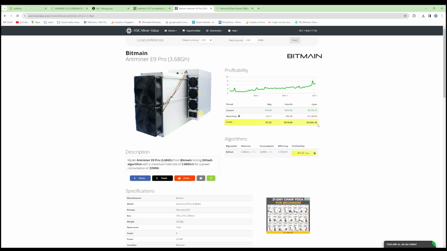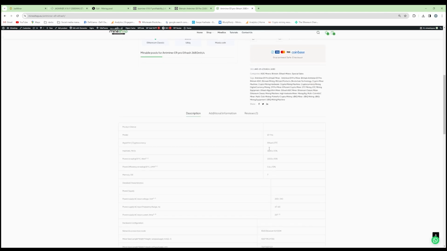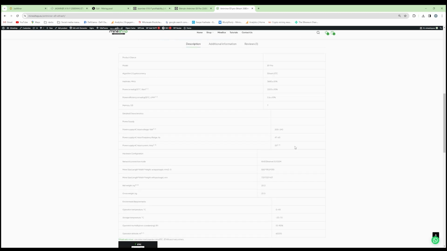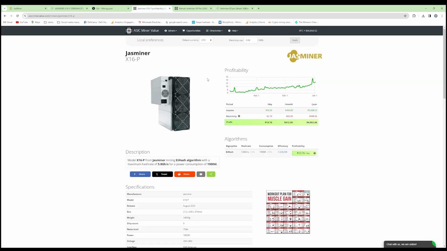If you compare this to the Bitmain Antminer E9 Pro, which is a lot cheaper, the ROI, if you have 12 cents per kilowatt hour, is much faster than the ROI on the Jasminer X16-P, just because the miner is much cheaper. So the E9 Pro runs at 3,680 mega hash and uses 2,200 watts.